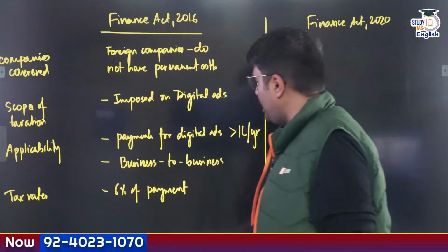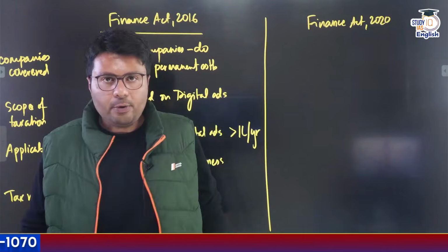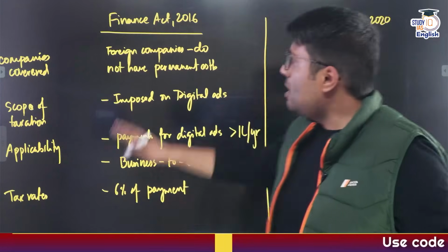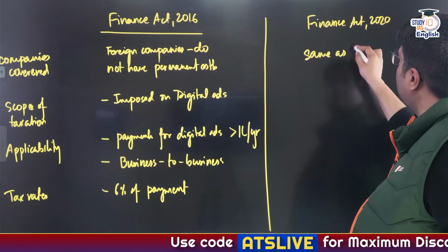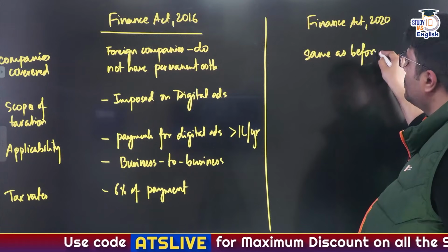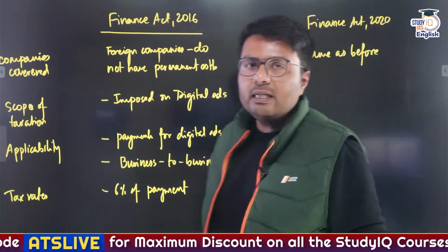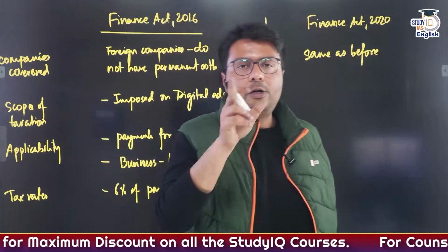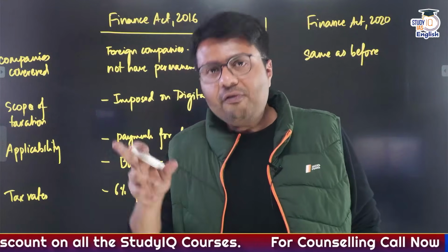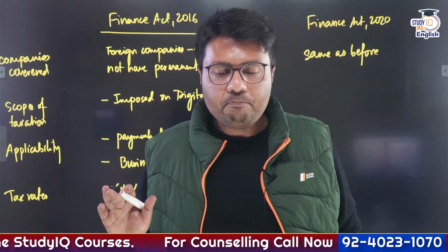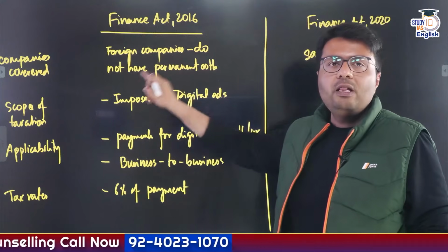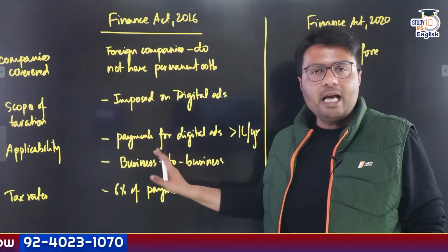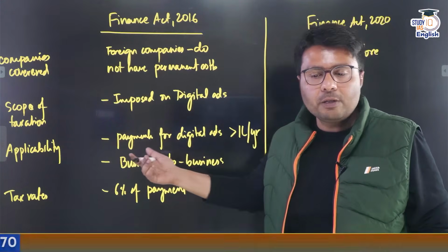What were the changes made by the government by the Finance Act 2020? That is also very important. Now the companies covered were kept the same as before. That means only foreign companies who do not have a permanent establishment were required to pay equalization levy even after the Finance Act 2020. Now the second question comes: on what kind of services will these companies be required to pay taxes? What is the scope of the taxation?